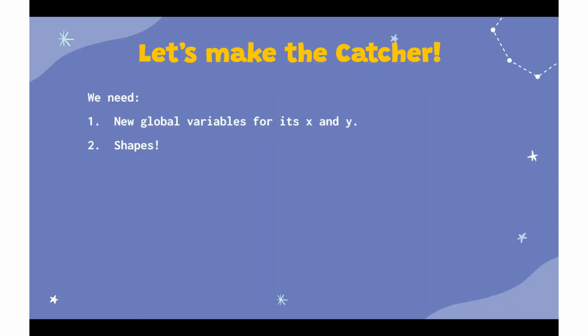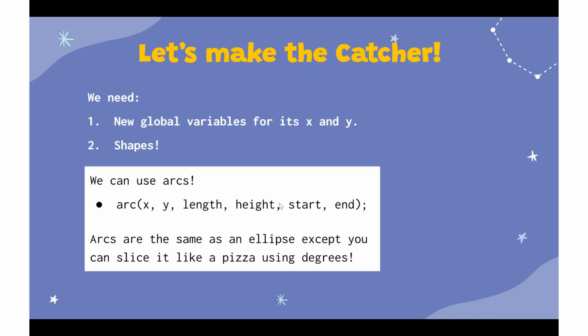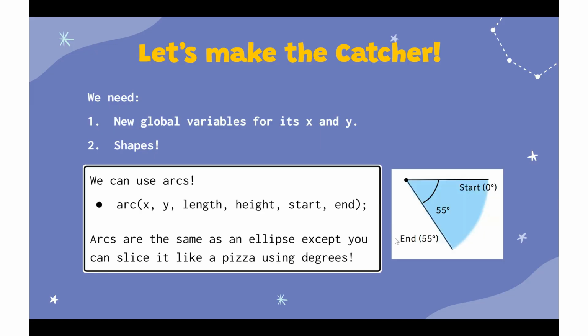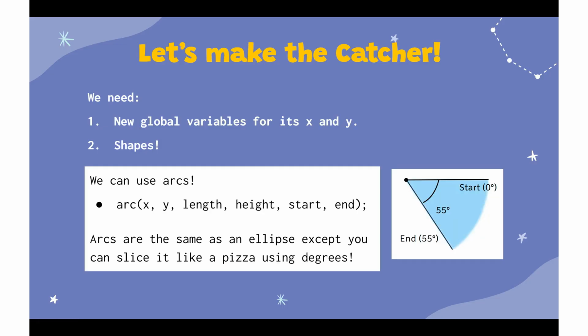Now we also need to make the catcher function. For this, we're going to need new global variables for its x and y coordinates, and we're also going to need to learn some new shapes. For this, it's really helpful to use arcs. Arcs are pretty much exactly the same as an ellipse, except you can slice it like a pizza using degrees. Here in the image, you can see that it starts horizontally at 0 degrees, and then it extends out however many degrees you extend it, and in this case, it was 55 degrees.